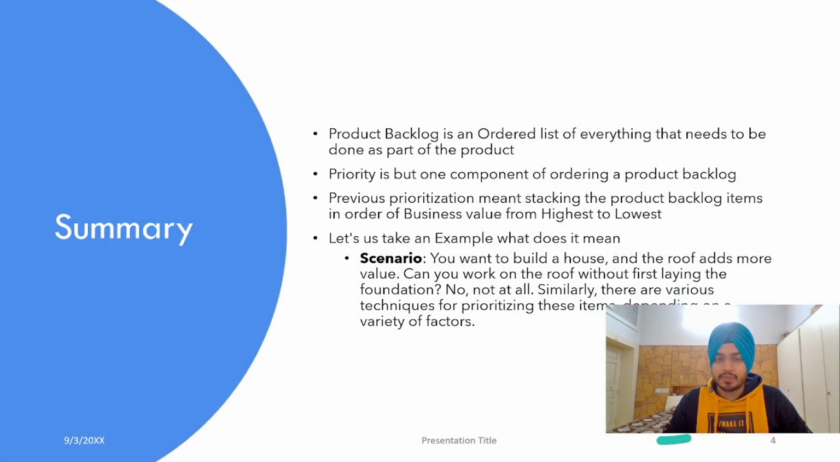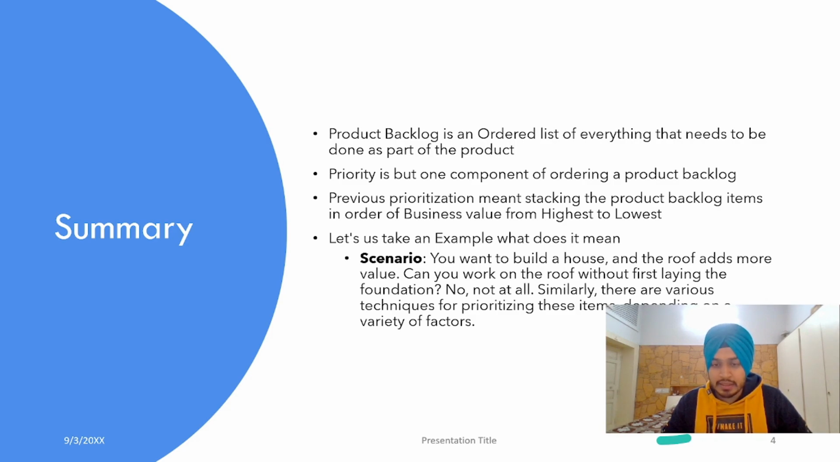So let's summarize whatever we have learned. Product backlog is an ordered list of everything that needs to be done as part of the product. Priority is but one component of ordering a product backlog. So let's take an example. Suppose we want to build a house, and if we build that roof, then our house would be... we have designed a roof, and if we put that roof, then the interior would be so much good.